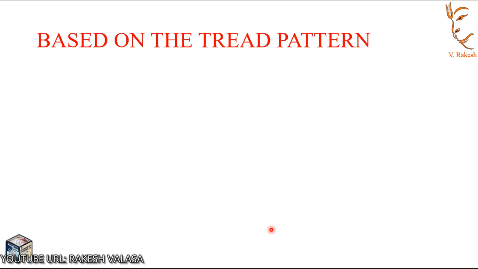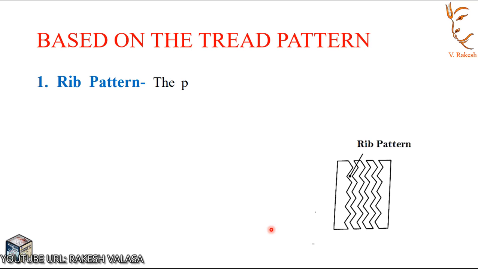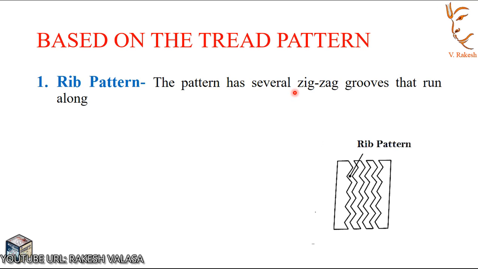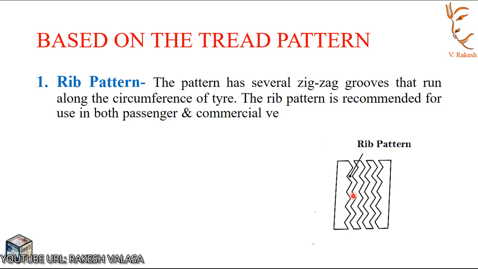Next classification is based on the tread pattern. This tread pattern is divided into basically three types. One is rib pattern, second one is lug pattern, third one is semi lug pattern. Now see the rib pattern. The pattern has several zigzag grooves that run along the circumference of the tire. You can see the zigzag pattern in this figure.